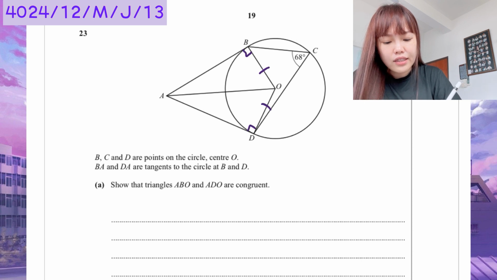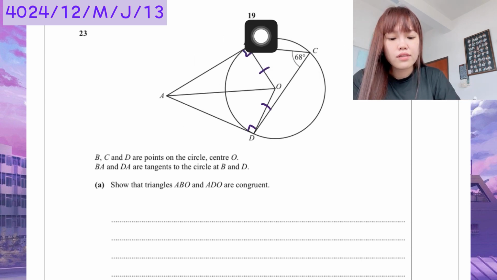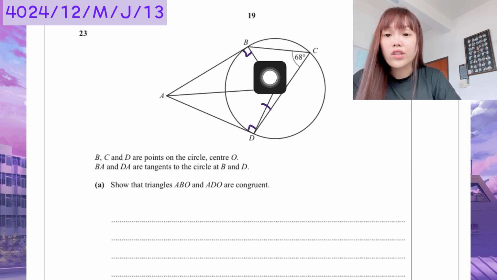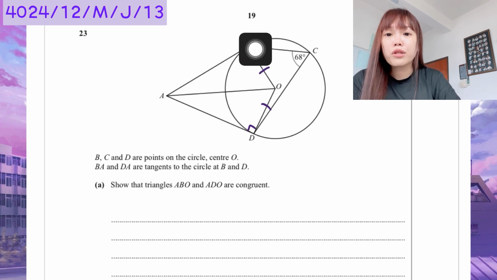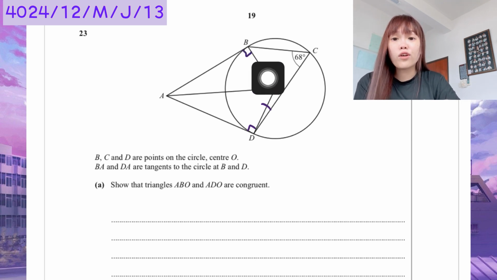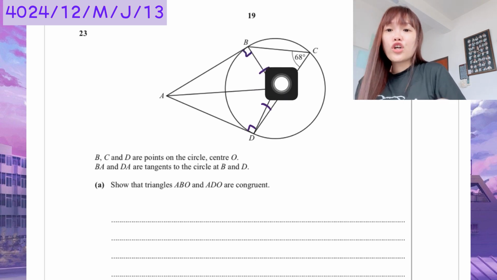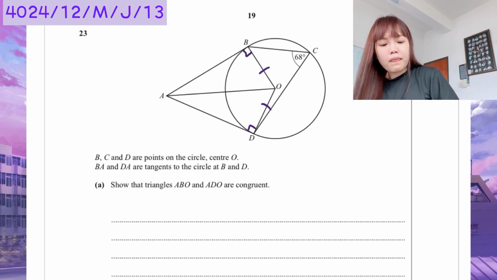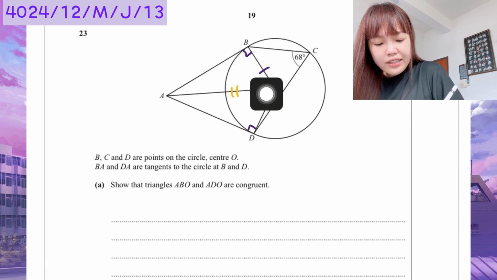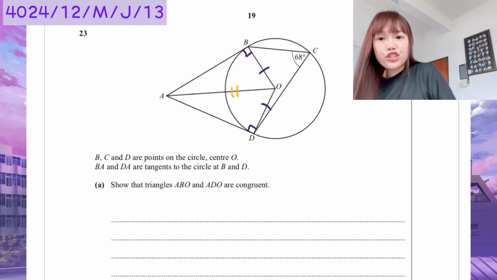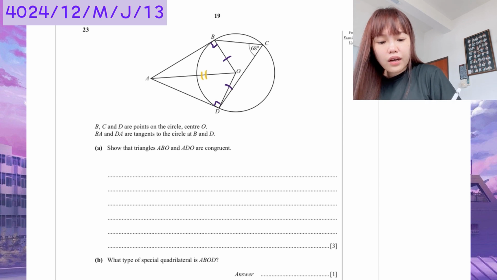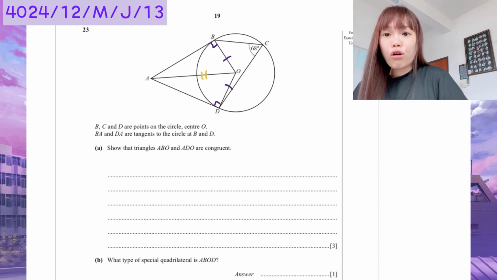And this is 90 degrees. The reason is because this angle is between the tangent line and the radius. One of the theorems in the properties of a circle is that the angle between tangent line and radius is 90 degrees. And then there is a shared line here. These two triangles share the line over here. So those are the proof to show congruency.